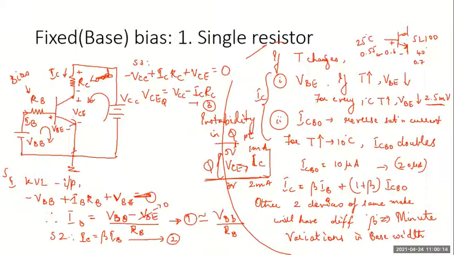RB is the bias resistance, and we have used a single bias resistance and a power supply to fix the value of IB. If IB is fixed, IC is also fixed because IC directly depends on IB. And based on that, VCE will also get fixed because VCE depends on the fixed voltage VCC and IC RC. So once you fix one value, the other two will also get fixed. Hence the name fixed bias arrangement.